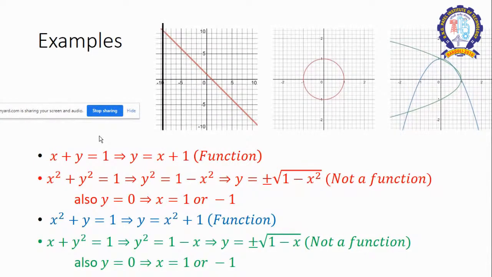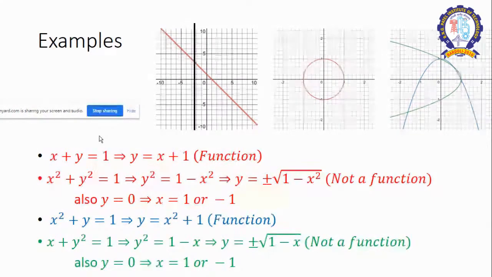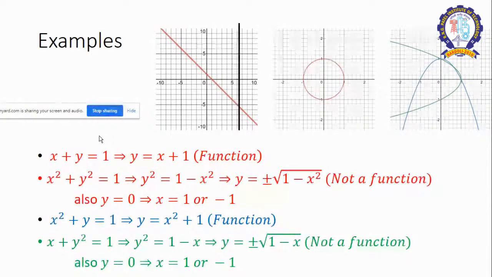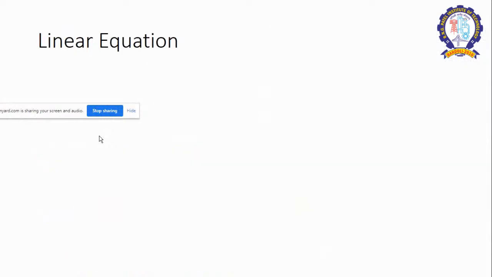Here we have a line test, actually called the line test. When the line passes through the graph and touches two different points of the graph, then definitely it is not a function. And if it touches only one point on the graph, then we can say it is a function.